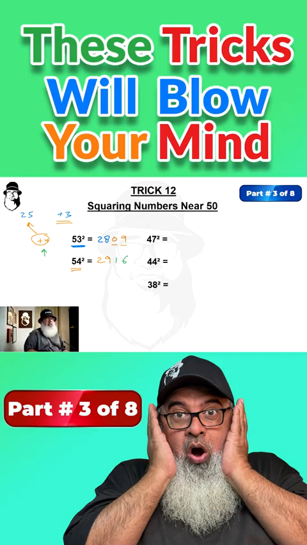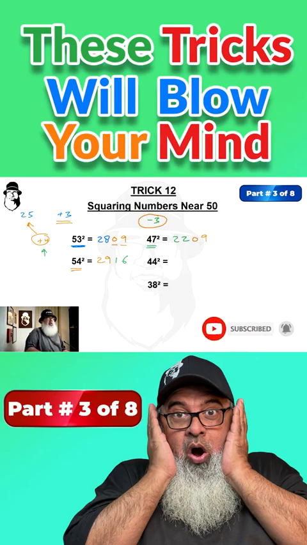What we do here is, this 47 is minus 3, right? 50 minus 3 is 47, 3 less. So we do 25 minus 3, that is 22. That's the first part of the answer. And the second part is we square this same deficiency. 3 squared is 9, so we'll write 09. That's our answer.